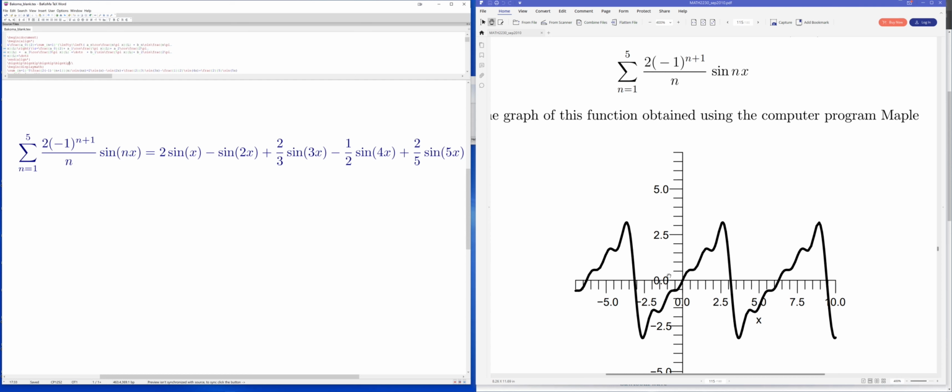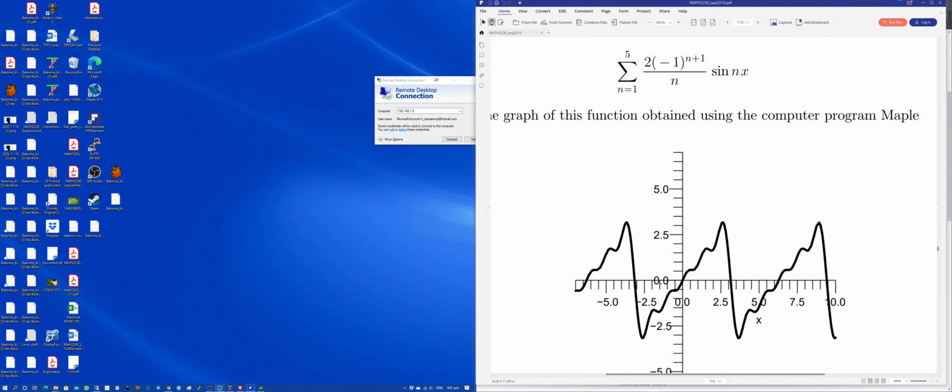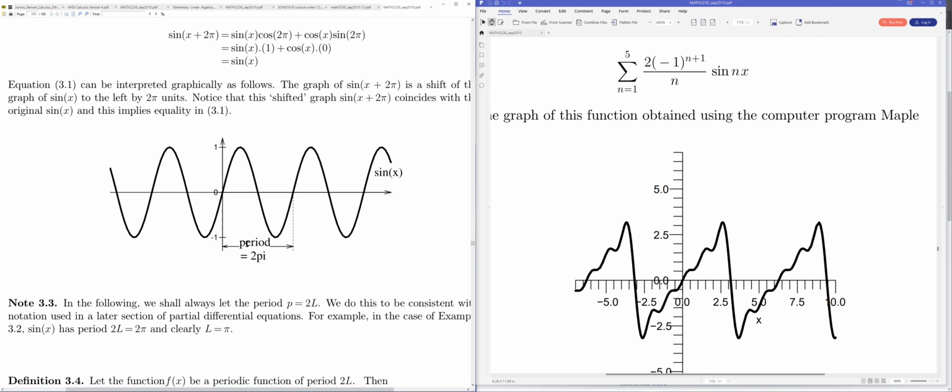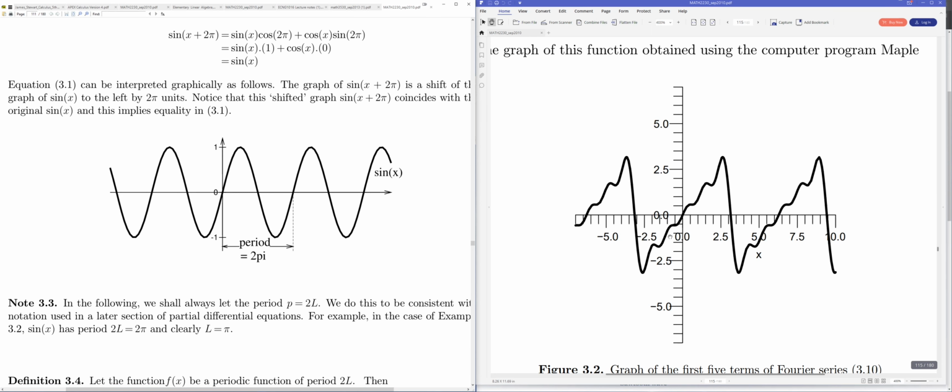At least for the time being, this is an example of a periodic function, and like the sine x, this also has a period of 2 pi. Probably it may not be that clear right now that this has a period of 2 pi, but both of these have a period of 2 pi. Anyway, both of these are periodic functions.